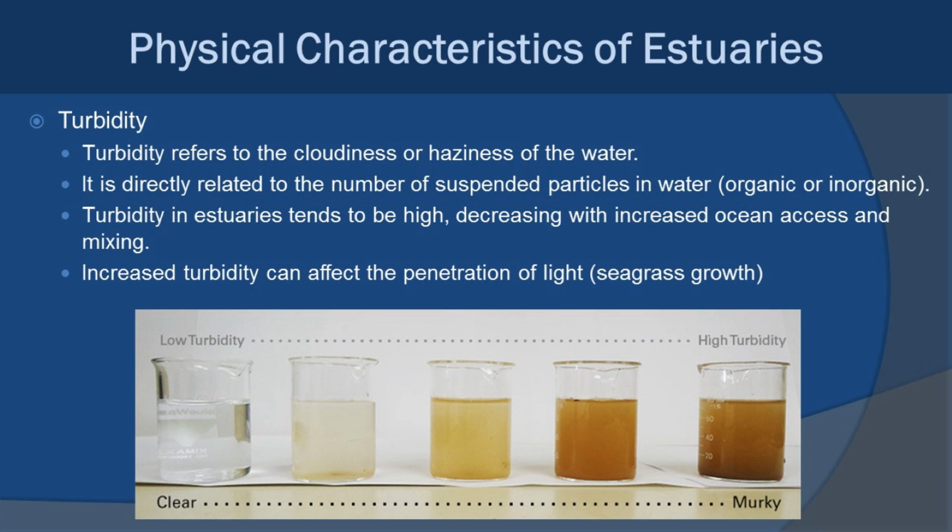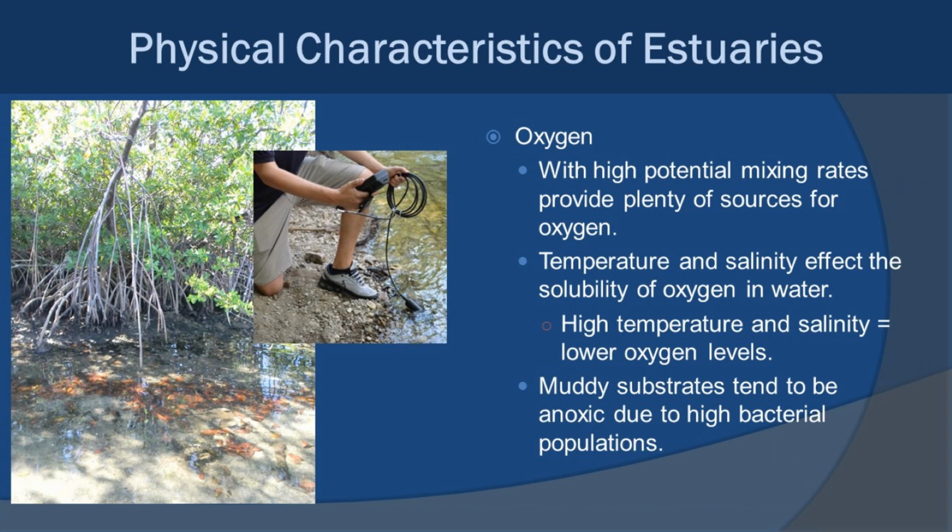Now, because of all the mixing, from ocean and from water sources on land, you tend to get very turbid areas within estuaries. Now, of course, high turbidity will affect the amount of light that penetrates and how deep that light penetrates in the water, which can affect seagrass growth, which we'll get to at another time.